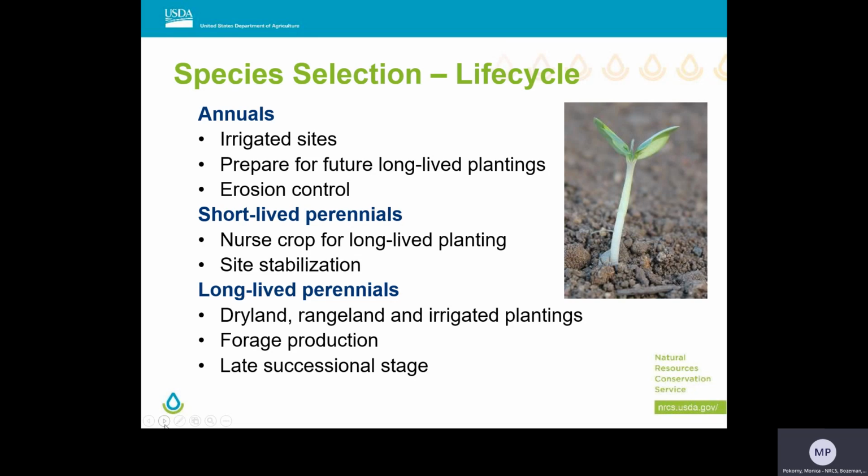A life cycle is the period of time that it takes from the germination of that seed to the production of seed, or the completion of the reproductive life cycle of that plant. And generally we plant either annuals, short-lived perennials, or long-lived perennials in our seed mixes. And we generally include these in the seed mix for different reasons.